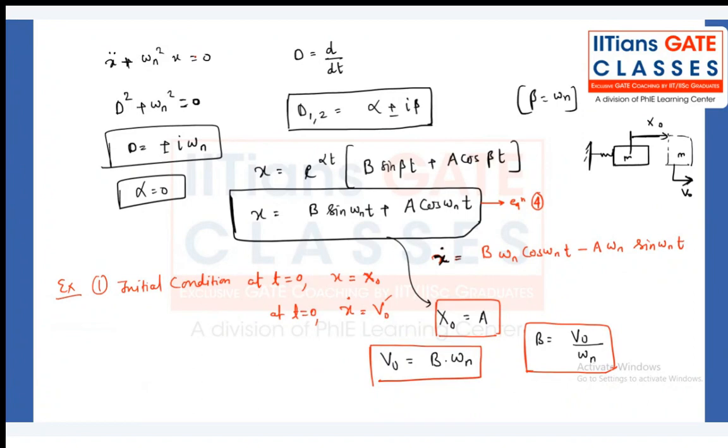Now, my friend, whenever the roots are imaginary, then what is the equation of motion? What is the solution? x is equal to e to the power alpha t, b sin beta t plus a cos beta t. But alpha is 0. So what can we write? x is equal to b sin omega n t plus a cos omega n t. Yes or no, guys?